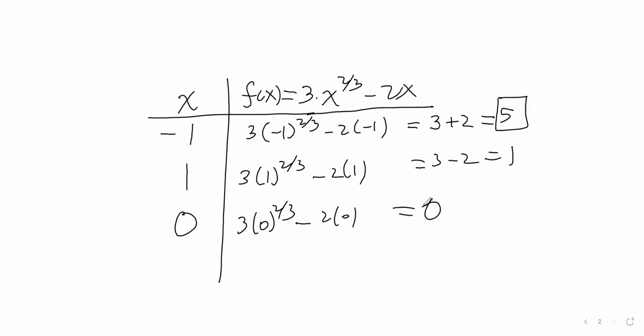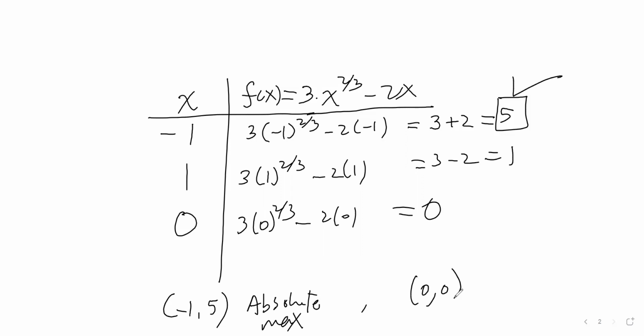So the smallest y value is going to give me the absolute minimum, and the largest y value is going to give me the absolute maximum. So therefore (-1, 5) has the largest y value, so this is going to be the absolute max. And then (0, 0) has the smallest y value, so (0, 0) is going to be the absolute minimum.